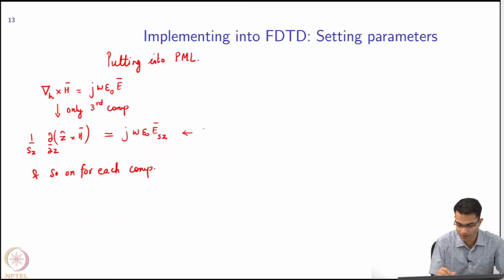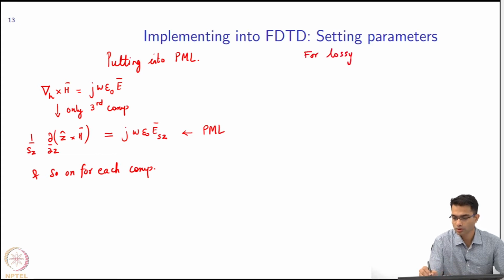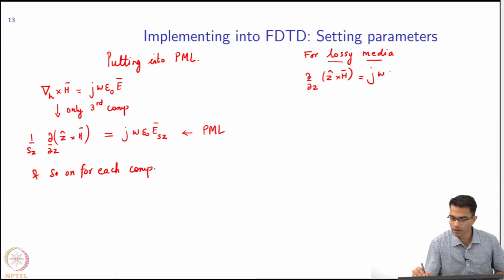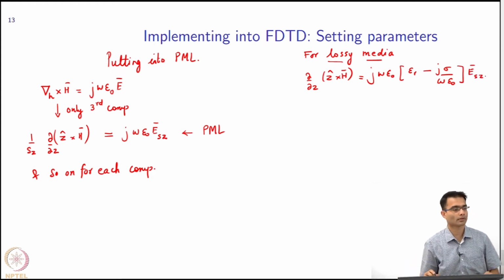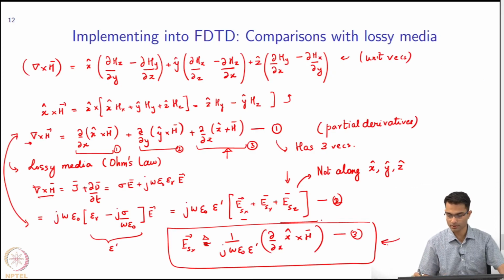Okay, so this is for PML. Let us write down for lossy. Lossy medium has no relation so far with PML, right. So, let us just write down what the lossy medium says for us. It says that del by del z, z cross H was equal to j omega epsilon naught, epsilon r minus j sigma by omega epsilon naught, E_z. I am just rewriting this equation number 3.